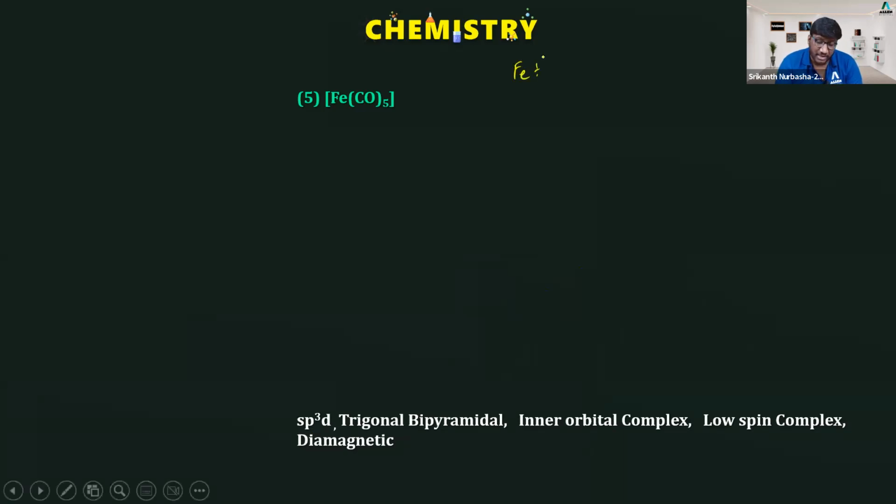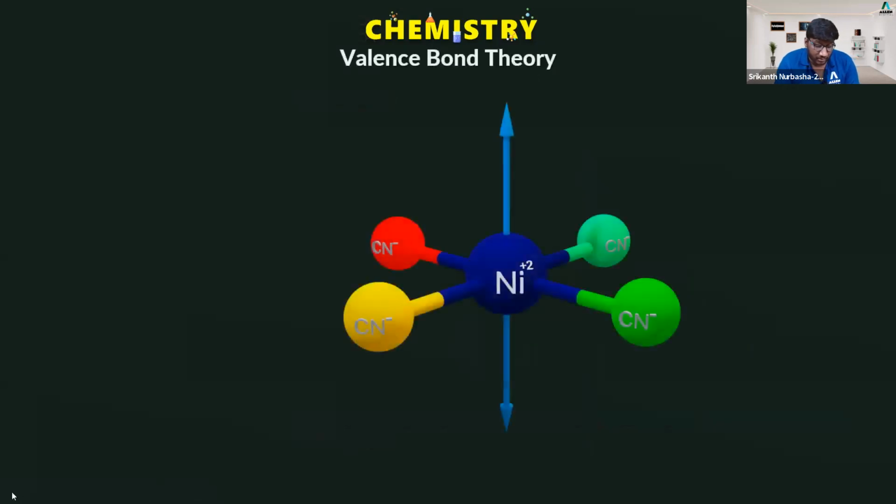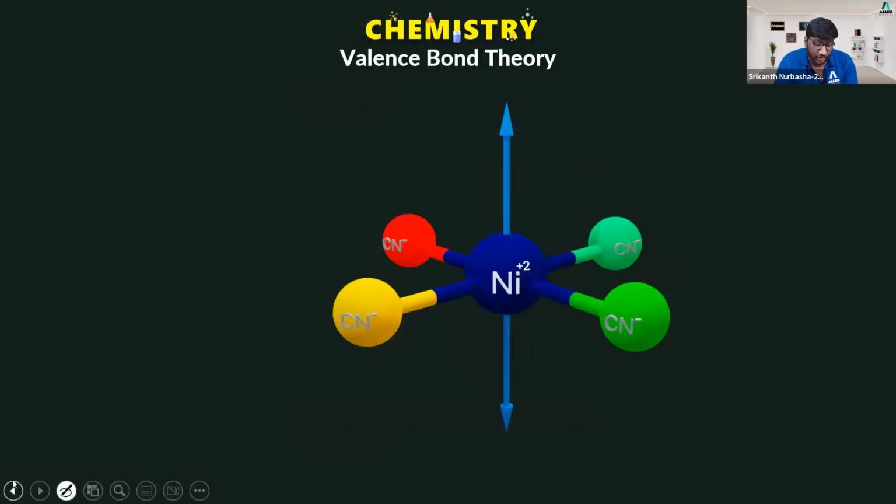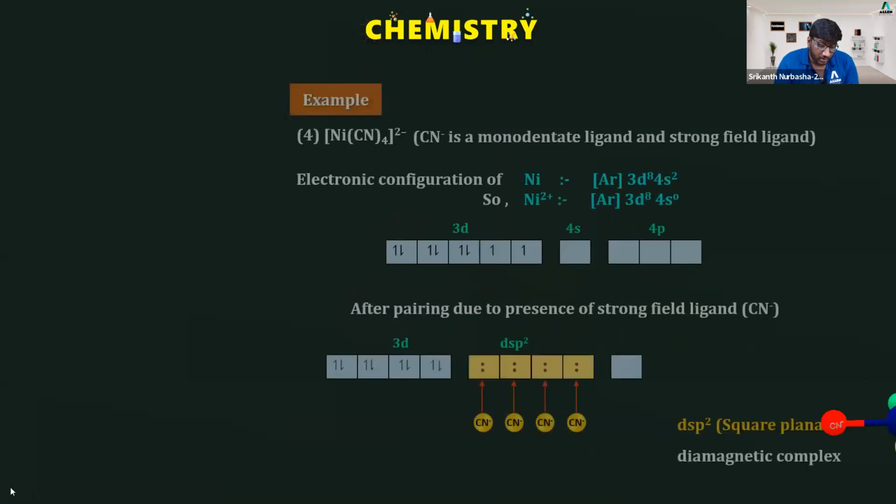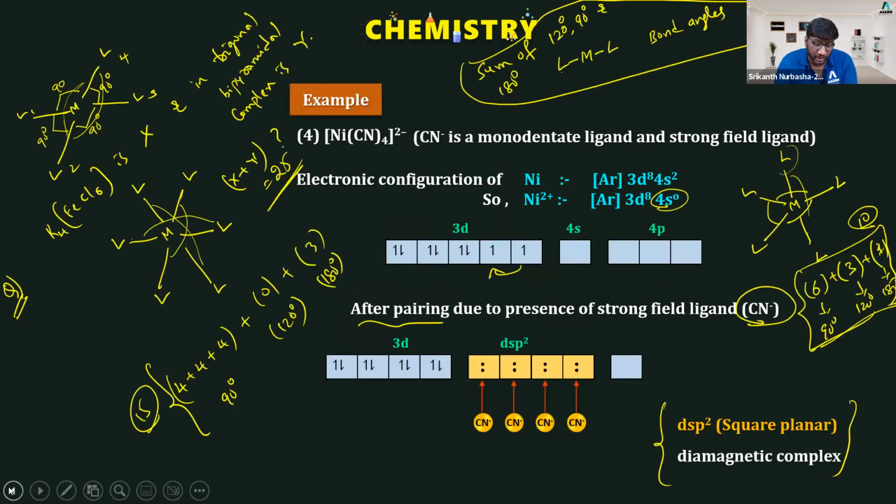Because Fe(CO)5 is an example of an sp3d complex, where I have taken the earlier case, like the sum of angles we have figured out now. In [Ni(CN)4]2-, it is dsp2, and K4[FeCl6]. They can ask a question: the sum of 90, 120, 180 degree angles in K4[FeCl6] is X, and in Fe(CO)5 is Y. What is X plus Y?